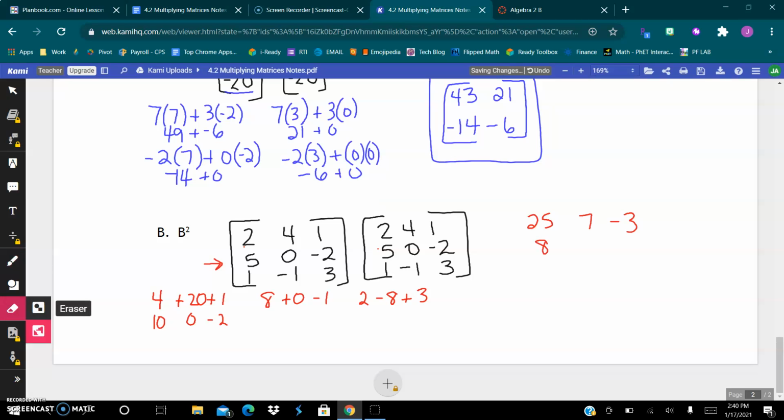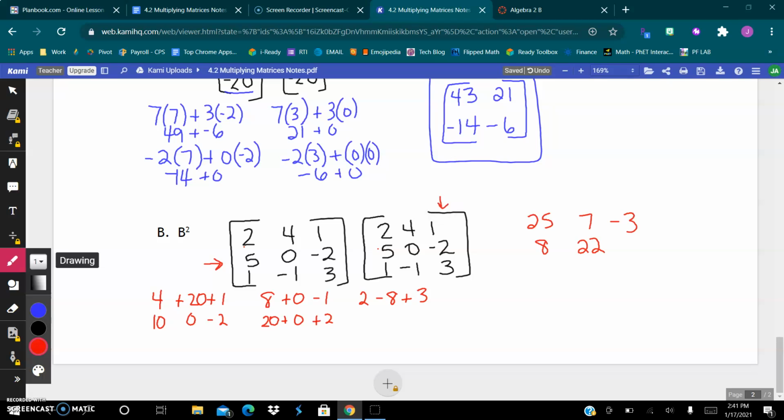And then we're going to stay with that middle row in the first matrix. We're going to go to the middle column. And we have 5 times 4, which is 20. Middles, 0 times 0. And lasts, negative 2 times negative 2 is a positive 2. So that would give me 22. And then last column, the firsts, 5 times 1 is 5. Middles, 0 times negative 2 is 0. And lasts, negative 2 times 3 would be negative 6. So that would give us a negative 1.